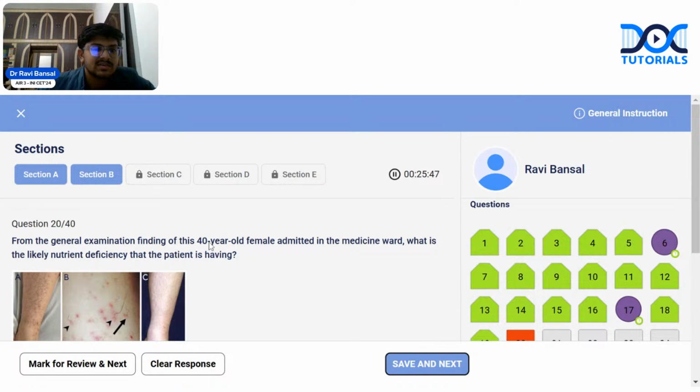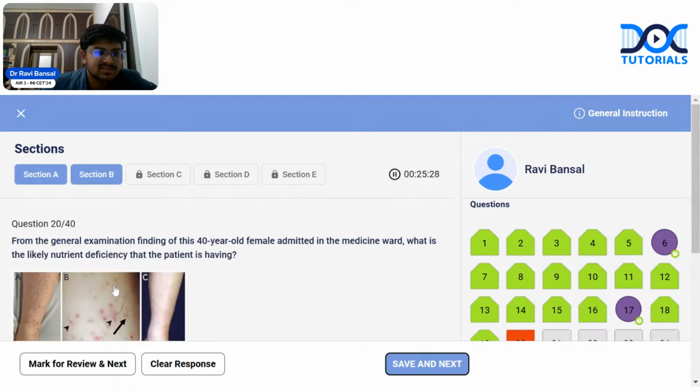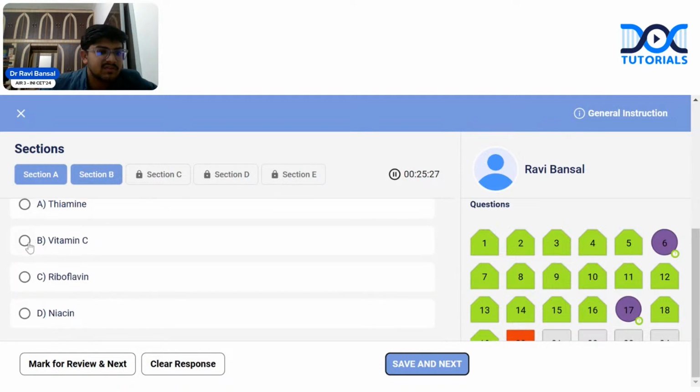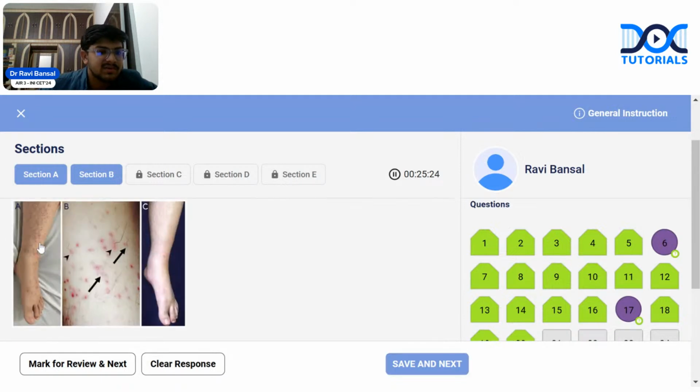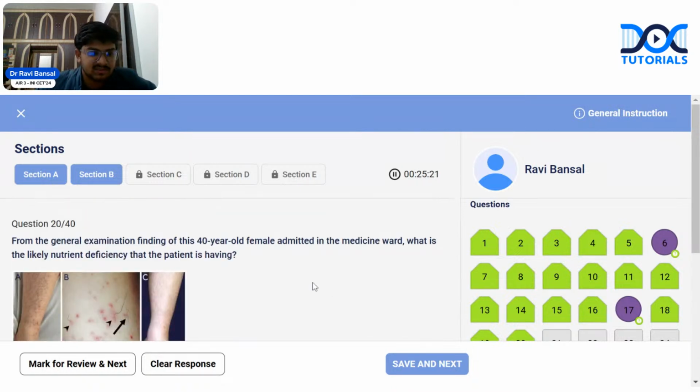For the general examination finding of a 40-year-old female admitted in the medicine ward, which nutritional deficiency is the patient likely having? They have given pinpoint hemorrhages on the leg, and there are some hairs also. Pinpoint hemorrhage points to vitamin C deficiency, scurvy. So I will mark vitamin C. In thiamine, riboflavin, niacin, we do not see pinpoint hemorrhages. So scurvy.